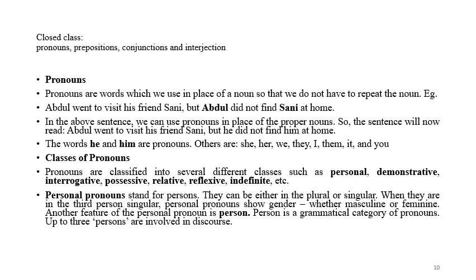Then we have pronouns. Pronouns are words that are used instead of a noun. It's already known. Example is Abdul went to see his friend Sani, but Abdul did not find Sani at home. In the above sentence, we can use pronouns in the place of the proper noun. So the sentence will now read, Abdul went to visit his friend Sani, but he did not find him at home, you see. So the words he and him replaced the words Abdul and Sani.